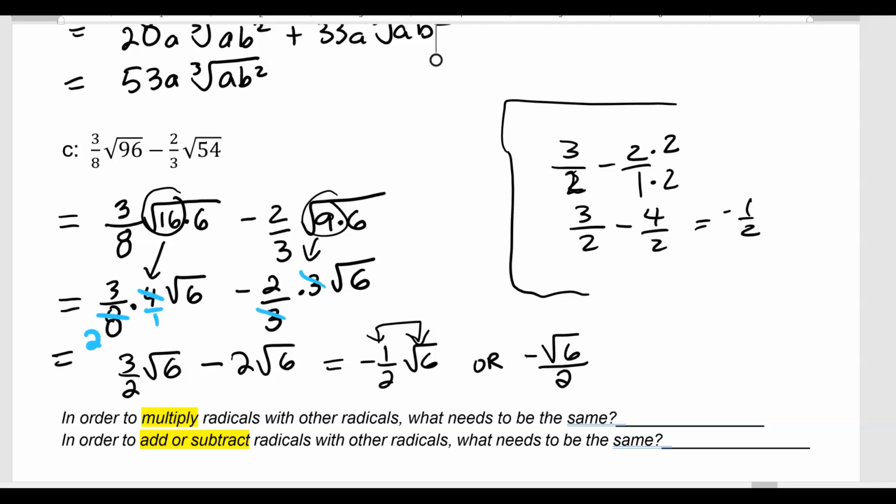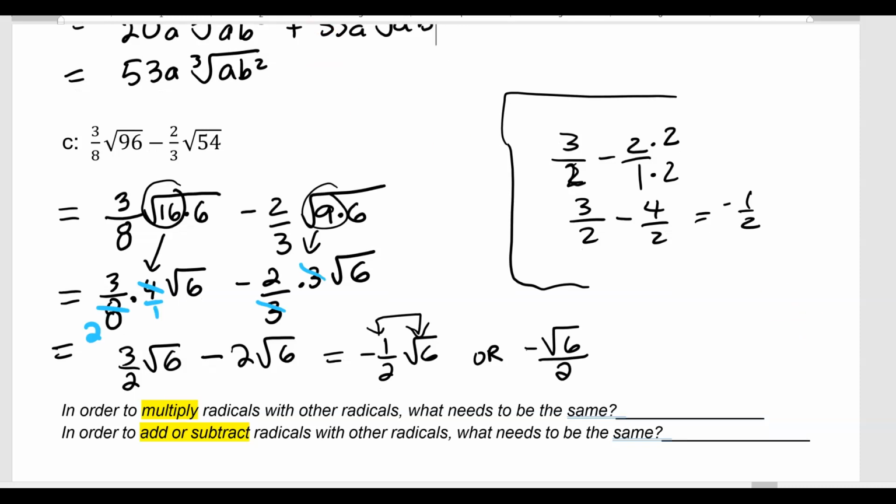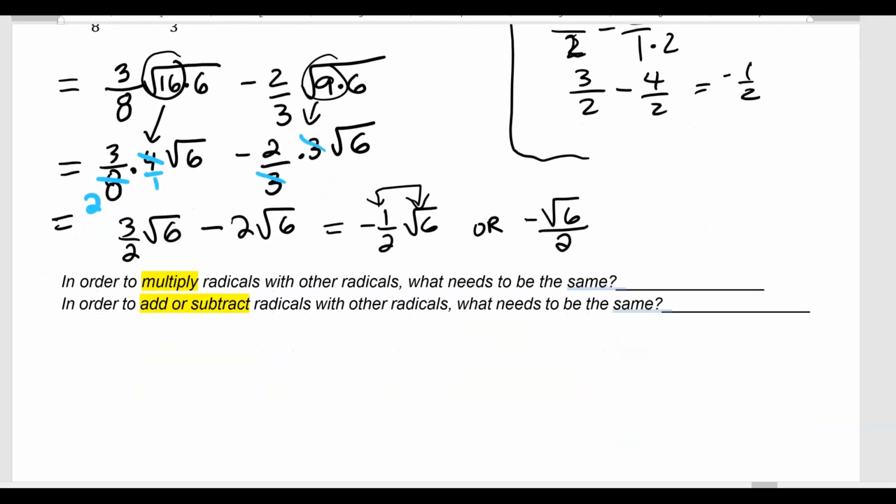Now, as a review, in order to multiply radicals with other radicals, what needs to be the same? Well, the index has to be the same. But what about the next one? In order to add or subtract radicals with other radicals, what needs to be the same? Actually, the index and the radicand need to be the same in order to add or subtract. So this concludes the video on simplifying and combining radical expressions.